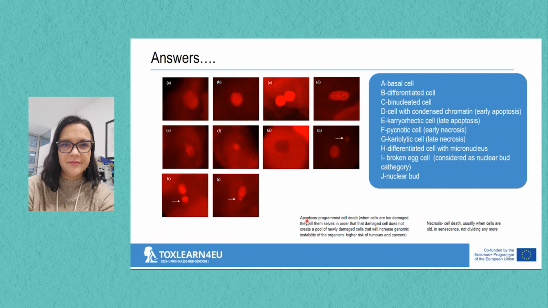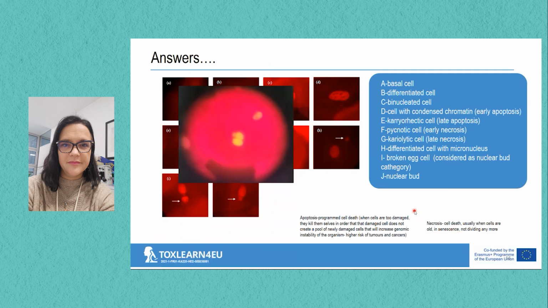So we are repeating once more that apoptosis is the programmed cell death. When cells are too damaged, they kill themselves. And necrosis is normal cell death, usually when cells are old, in senescence, etc. There are some structures here that you can see, but you cannot measure them because, for example, this is a binucleated cell, but it has the nuclear bud. So this type of DNA damage will not be checked in your list. So you can just say that this is a binucleated cell, but you will not talk about the nuclear bud.